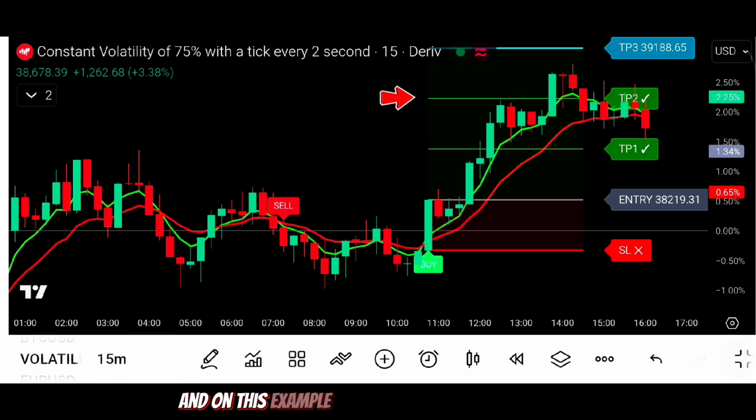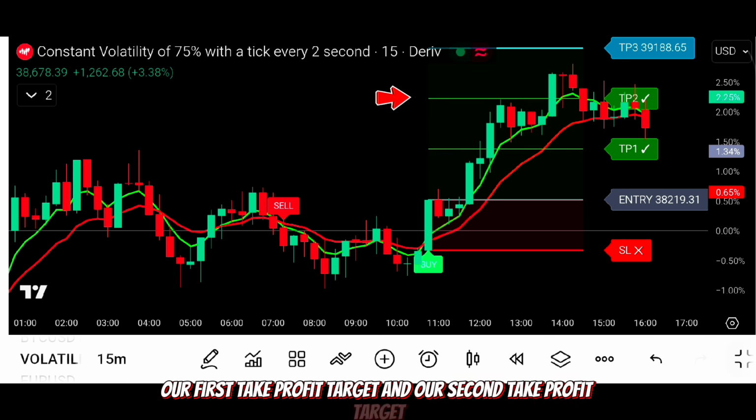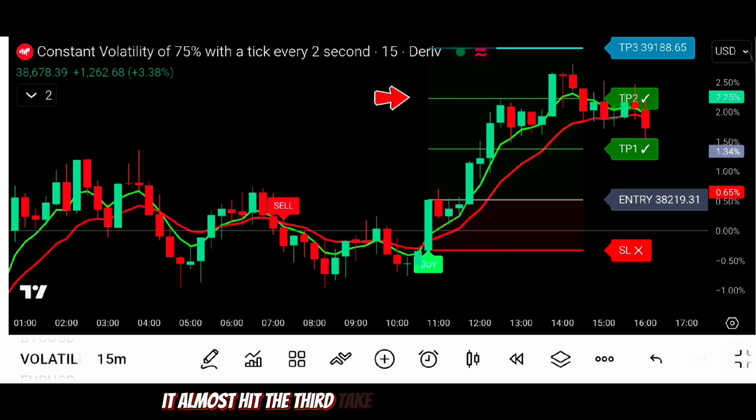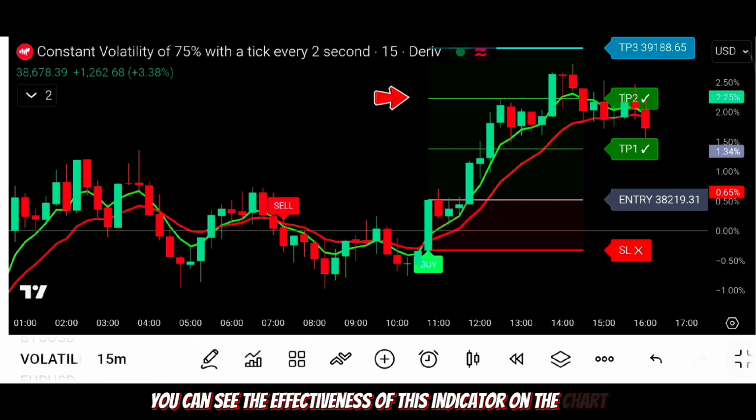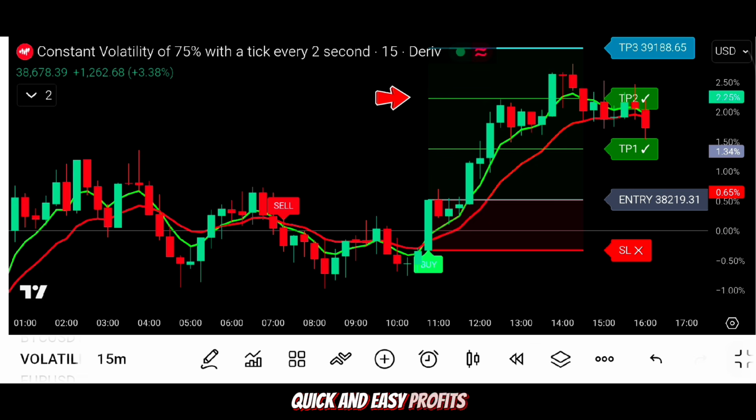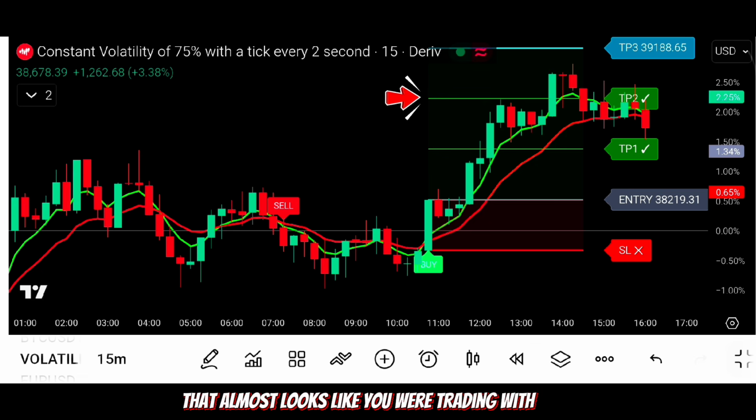And in this example, you can see that the trade hit our first take profit target and our second take profit target. It almost hit the third take profit target, but it couldn't. And that's more reason why we don't place our take profit target at the third spot. You can see the effectiveness of this indicator on the chart. Quick and easy profits that almost look like you are trading with an AI.